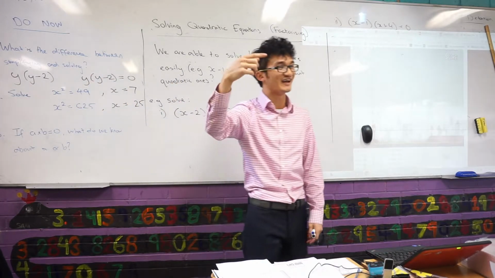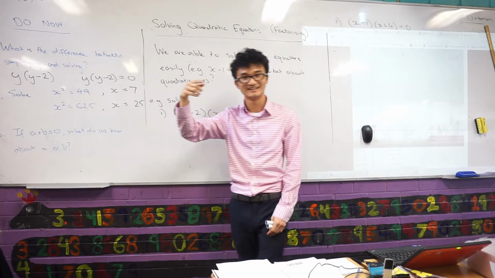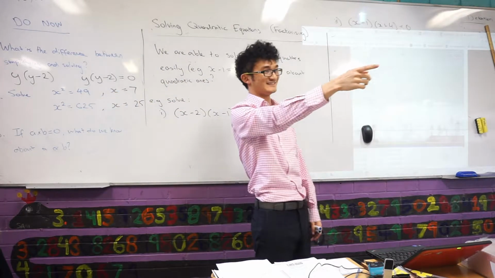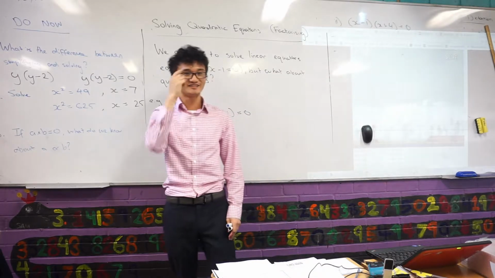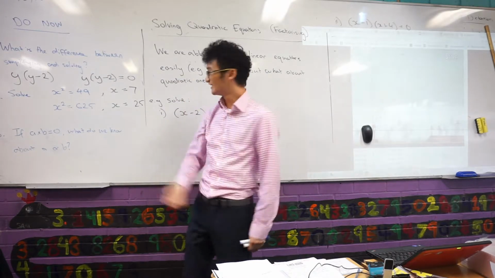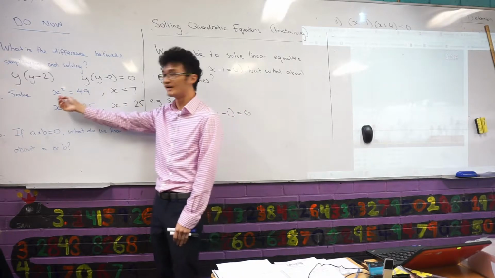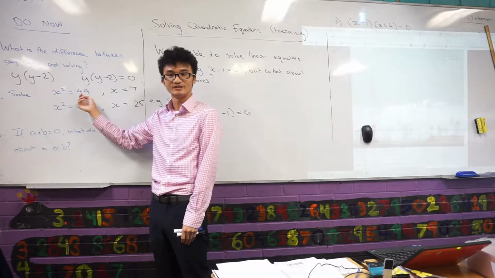But there's actually another answer to that. Have a look at this really carefully. -7. Yes. Can you see that? Because a negative times a negative gives me a positive. So if x is equal to -7, I'd have -7 all squared. That would still equal 49.